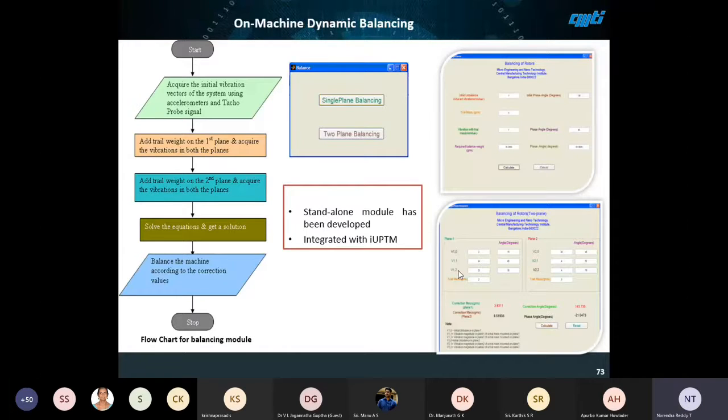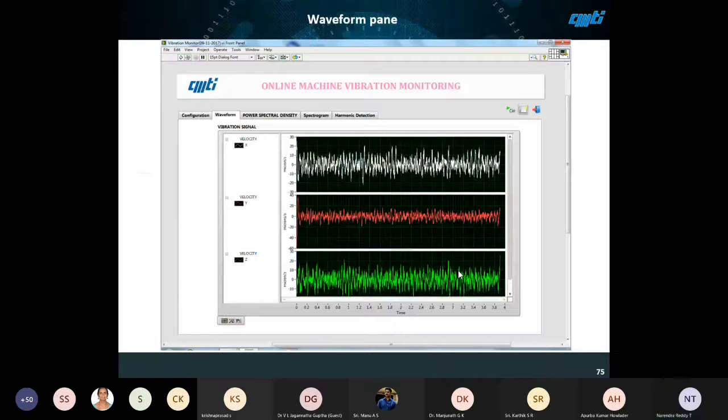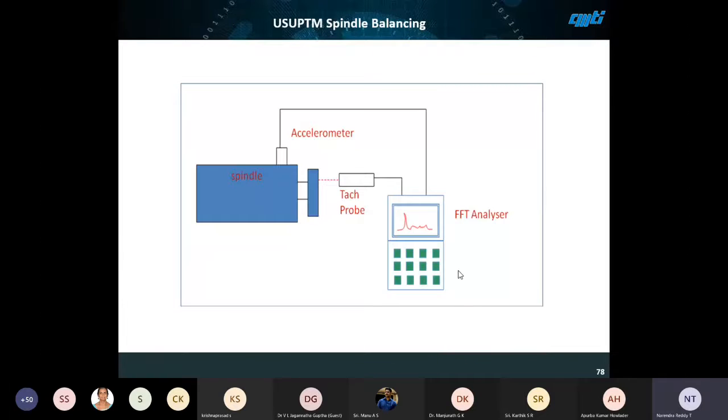And this is the vibration monitoring. As I said, what is required is a spindle, on which you mount the accelerometer and the tacho probe. With the help of FFT, you can do balancing.